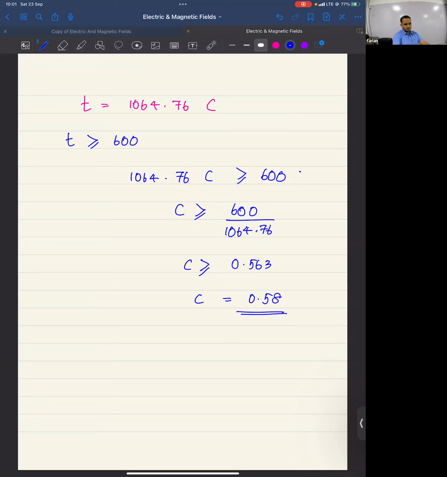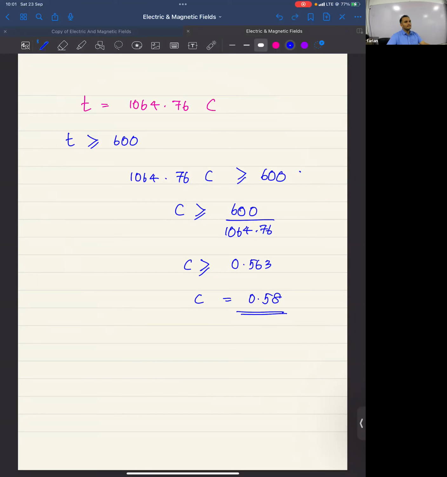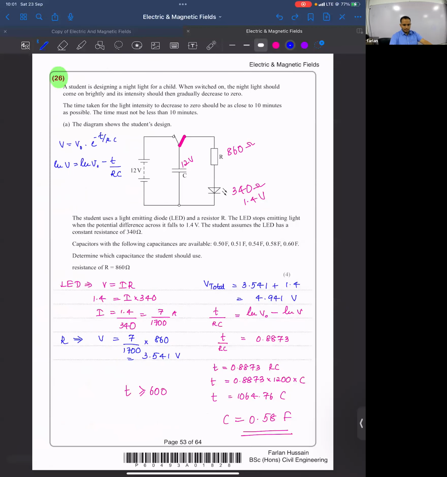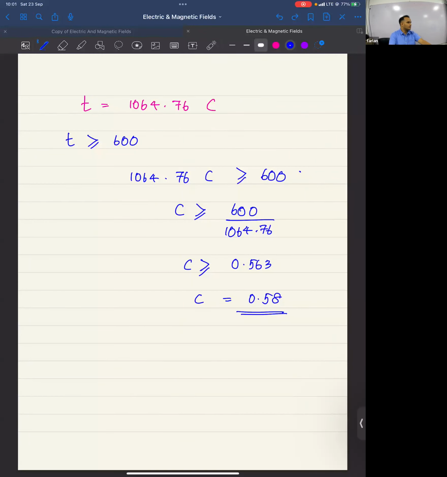But I didn't want to do it because some people might think that is too much maths. If you are comfortable with this, definitely you can do this and straight away arrive at the answer. Otherwise, you can just do a small trial and error and see which C value will give the correct time. No, definitely only 0.58, because I am getting C greater than or equal to 0.563. So if you use 0.56, then the time will be less than 10 minutes.